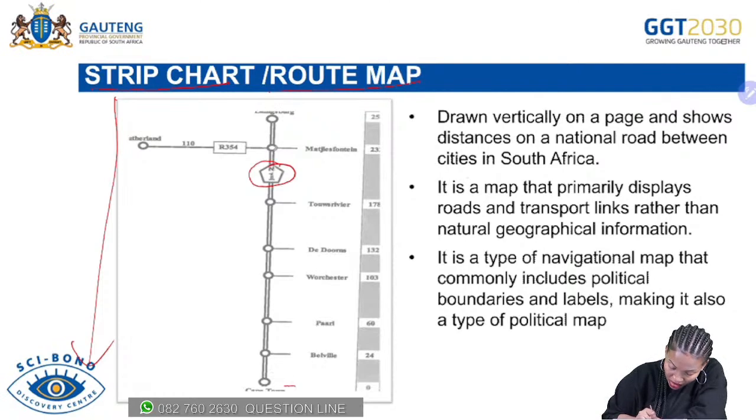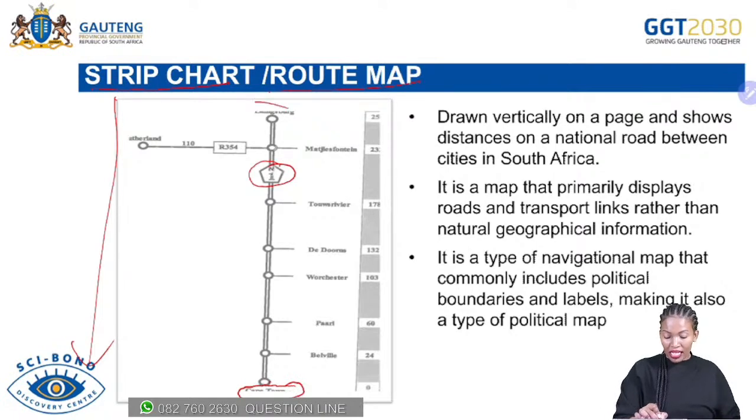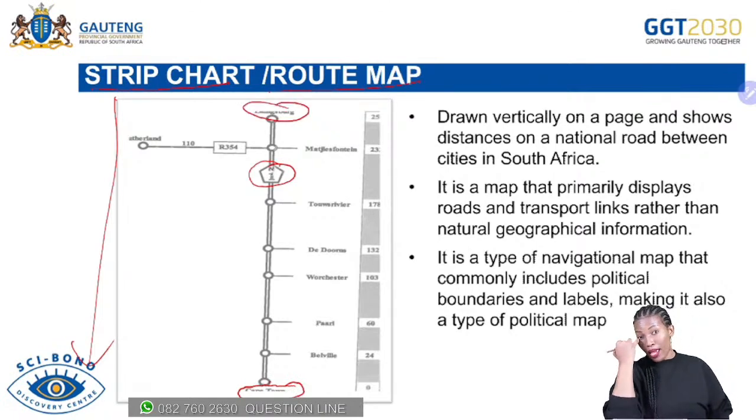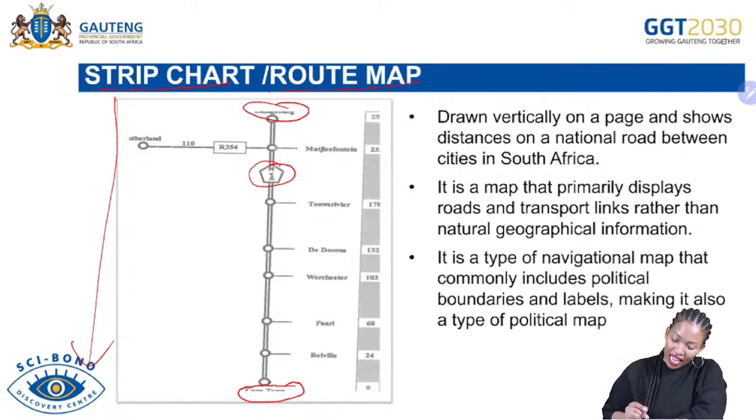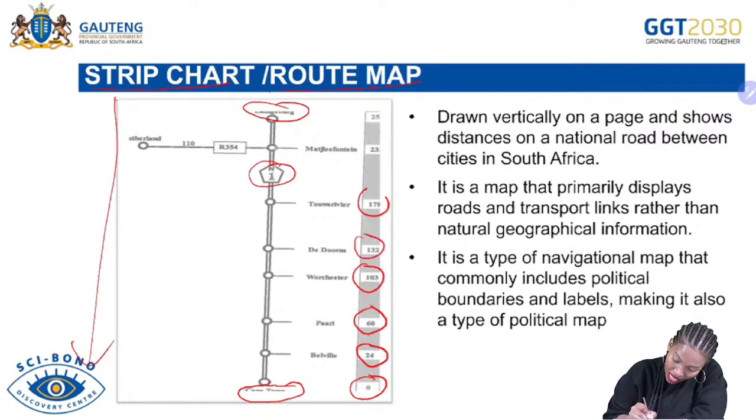So here is our city. I'm sorry it's not showing, but it was actually from Cape Town to Laingsburg. The next city here was Laingsburg. And then it is the map that primarily displays roads and transport links rather than the natural geographical information. So guys, let's quickly analyze this. These values that you see here, this is the distance in kilometers.